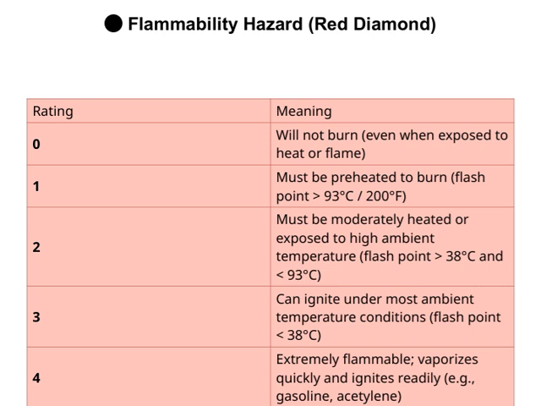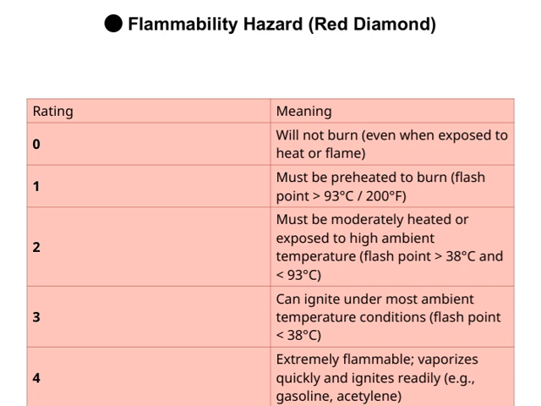A rating of 2 indicates that the chemical needs to be moderately heated or exposed to high ambient temperatures, with a flash point between 38 and 93 degrees Celsius. When we see a 3, it means the substance can ignite under most ambient conditions because its flash point is below 38 degrees Celsius. Finally, a rating of 4 signifies an extremely flammable substance, like gasoline or acetylene, which vaporizes quickly and ignites readily.